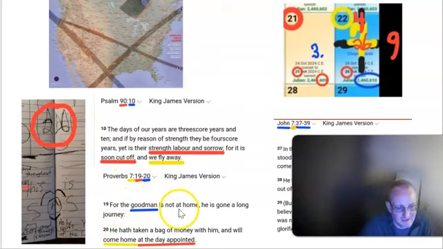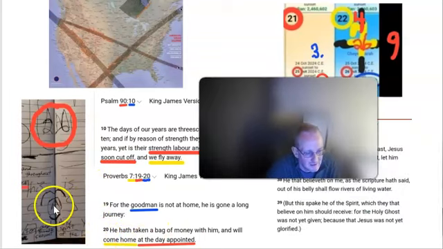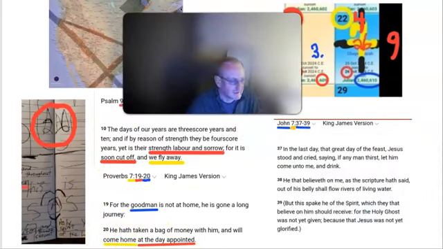For the good man is not at home. He is gone a long journey. He hath taken a bag of money with him, and will come home at the day appointed. Now I'm going to continue to the next slide.